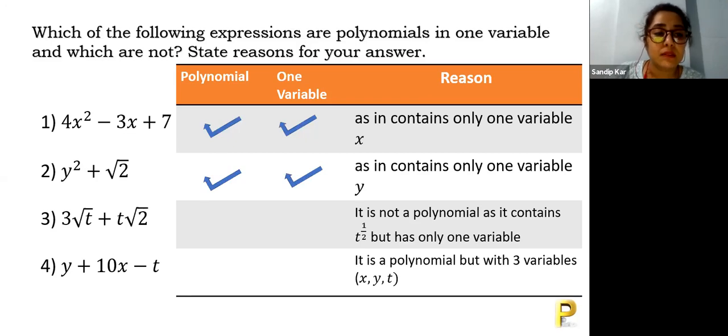Let's look at the next question: 3 root t plus t root 2. Is it a polynomial? No, it is not a polynomial. Why? Because root t can also be written as t to the power 1 by 2, which I have already explained in the previous examples. So it is not a polynomial. And is it a polynomial in one variable? It is an algebraic expression in one variable, not a polynomial. Because if it's not a polynomial, it cannot be a polynomial in one variable, right?